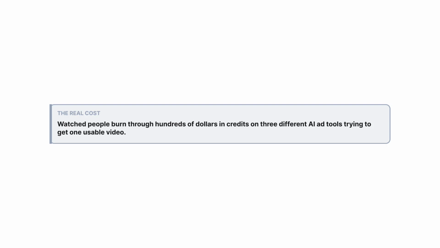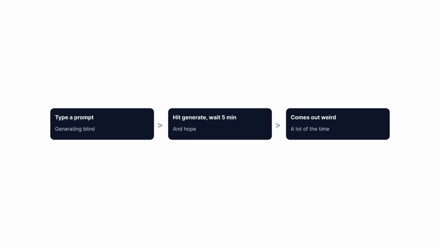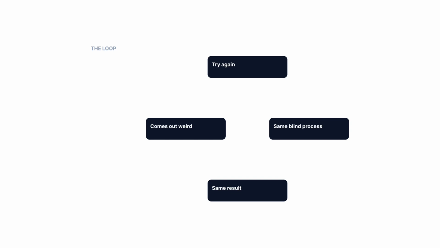I've been running Meta ads for dropshipping brands for a while now, and I've watched people burn through hundreds of dollars in credits on 3 different AI ad tools trying to get one usable video. Not because the technology can't do it, because they're generating blind. They type a prompt, hit generate, wait 5 minutes, and hope. And when it comes out weird, which it does a lot, they just try again. Same blind process, same result. So the ads look fake.